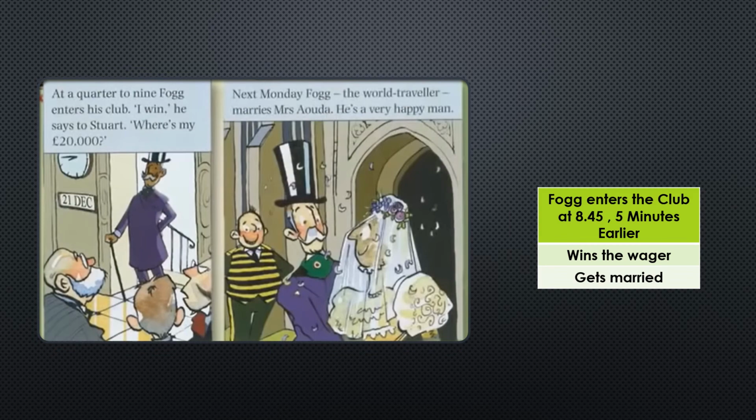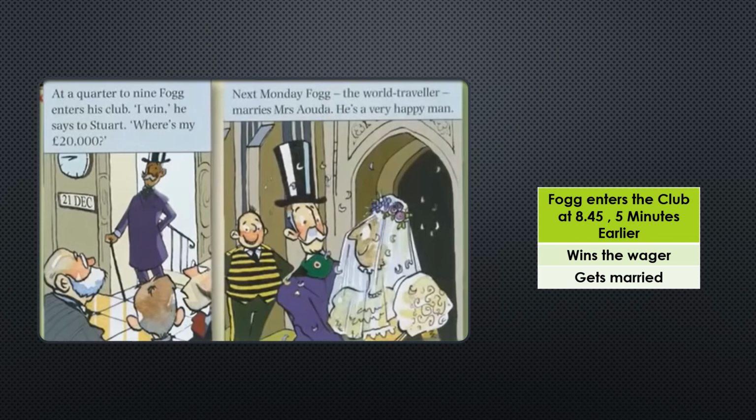At 8:45, Fogg enters his club and says, "I win. And where is my £20,000?" After which, the next Monday, Fogg, the world traveller, marries Mrs. Auda and he's a very, very happy man. So here, Fogg enters the club at 8:45, which is 5 minutes earlier. He wins the wager and he also gets married.